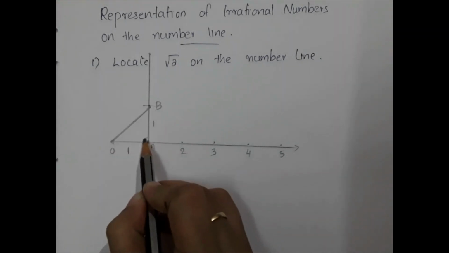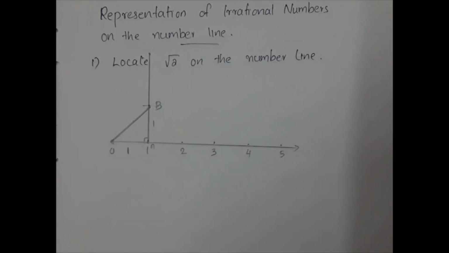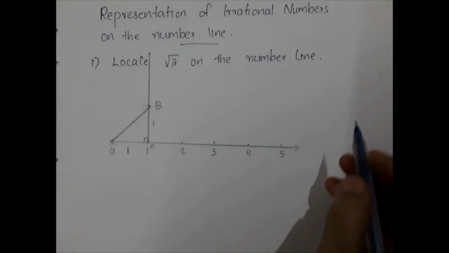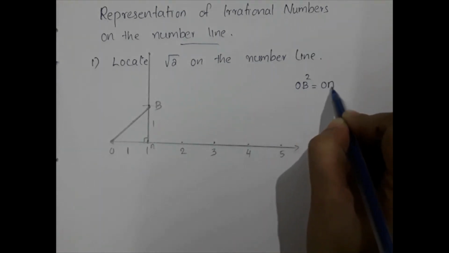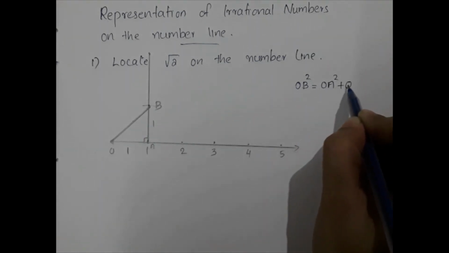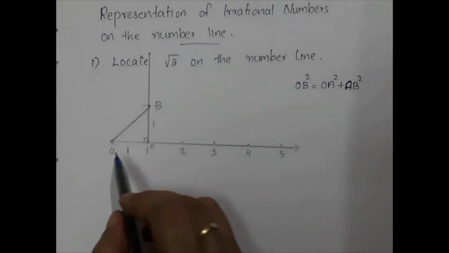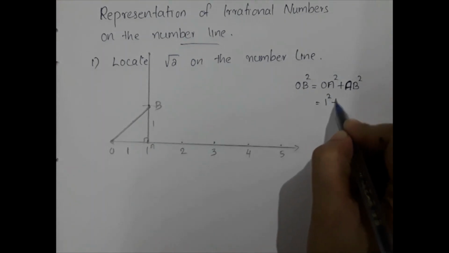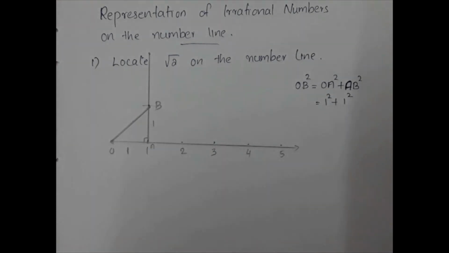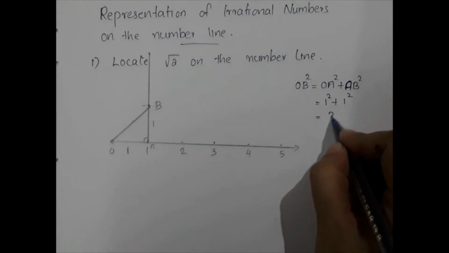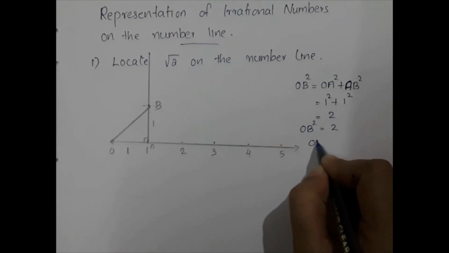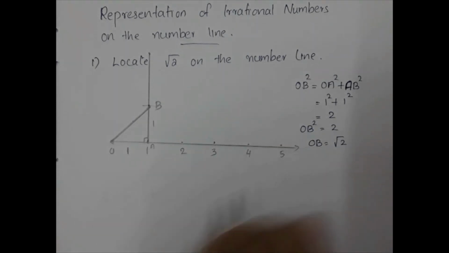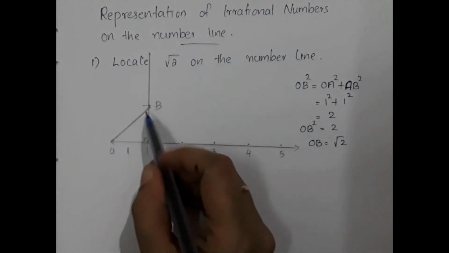So this is a right triangle, is it? If it is a right triangle, we can apply the Pythagoras theorem. How can we write that? OB square is equal to OA square plus AB square. OA is 1, that is 1 square, plus AB is 1 square. 1 square plus 1 square is 2. So OB square is equal to 2, which implies OB is equal to root 2.